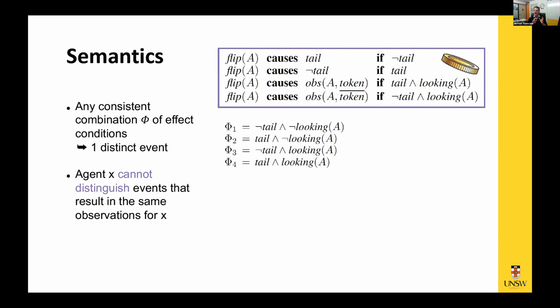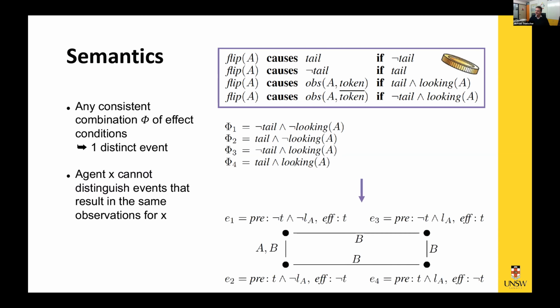And then we say that an agent X cannot distinguish different ways in which this action can play out if the different ways result in the same observation for X. So if we apply this to this example here, then we can represent it like this. We know that the semantics is given by this so-called event model, which specifies an accessibility relation that corresponds to agents not being able to distinguish different ways in which these events occur.